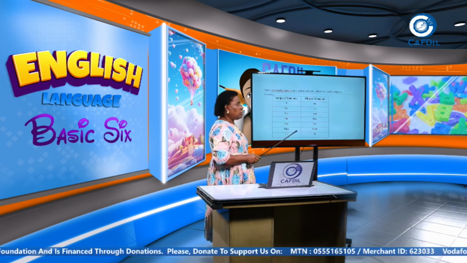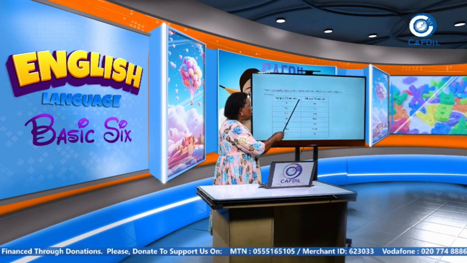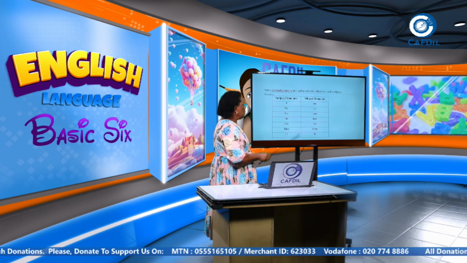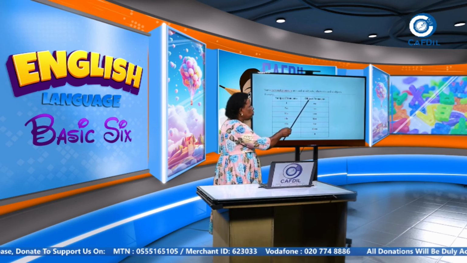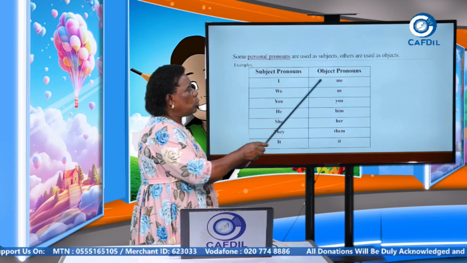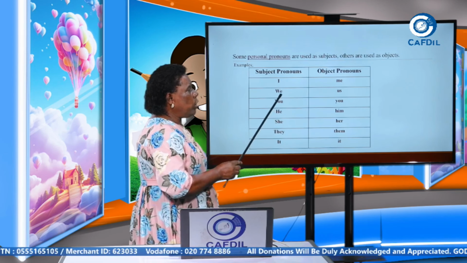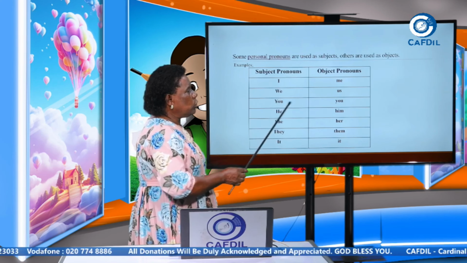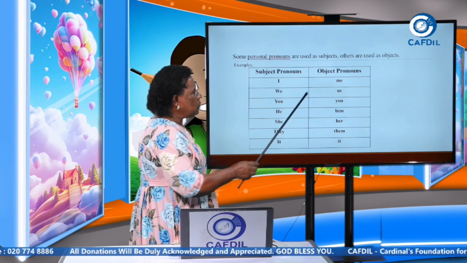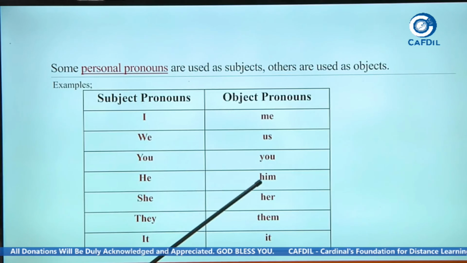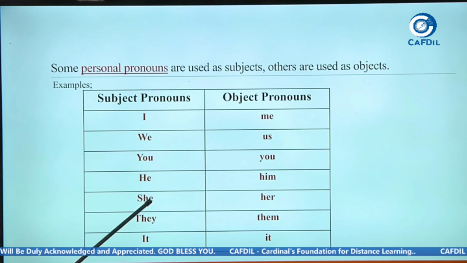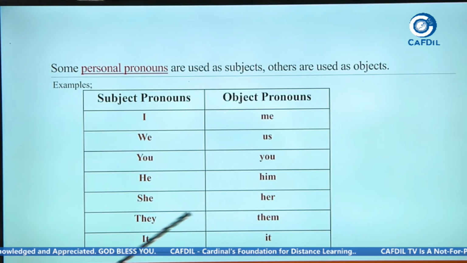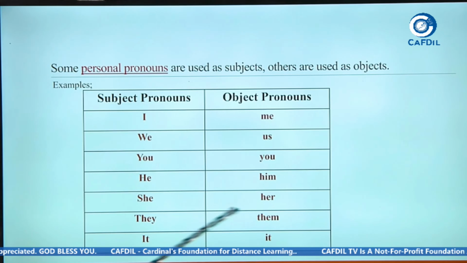Can we take it again? Changing subject pronouns to object pronouns. All the subject pronouns will change to be object pronouns. So I will be me. We will be us on the object pronoun. You will change to be you. He will change to be him. She will be her. They will be them. And it will be it. I hope you have taken good note of that.